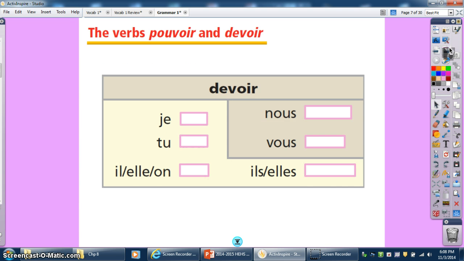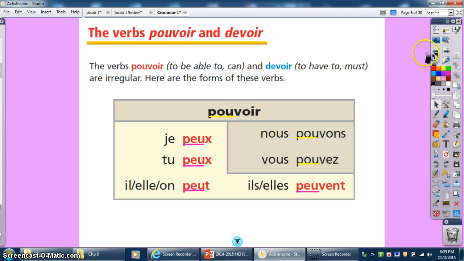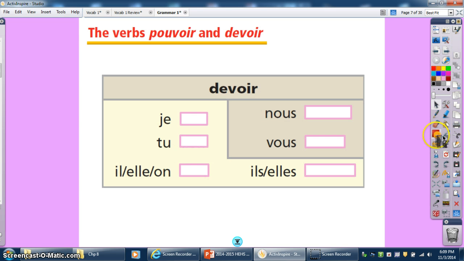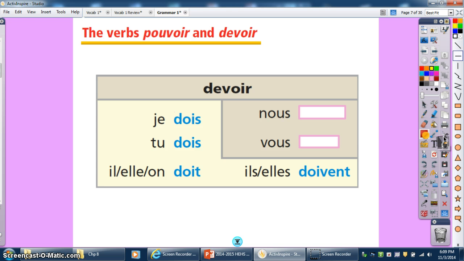Bien. Now devoir, we said, means to have to or must. So let's take a look at the irregular forms of devoir. So we have je dois, tu dois, il, elle, on doit, and ils ou elles doivent. So again, on the inside of the boot, we have DOI, DOI, DOI, and again DOI.